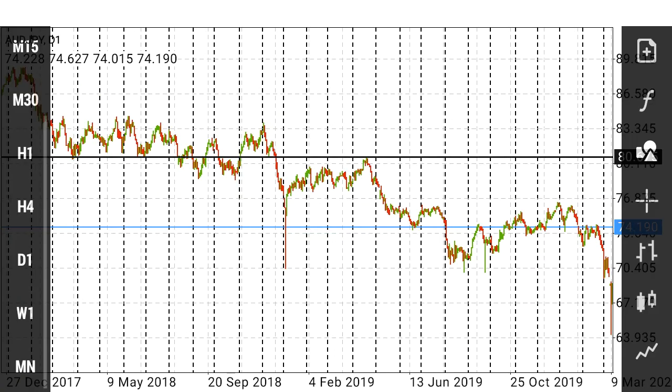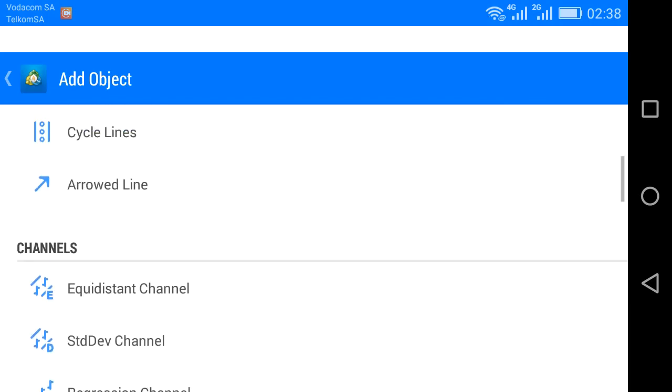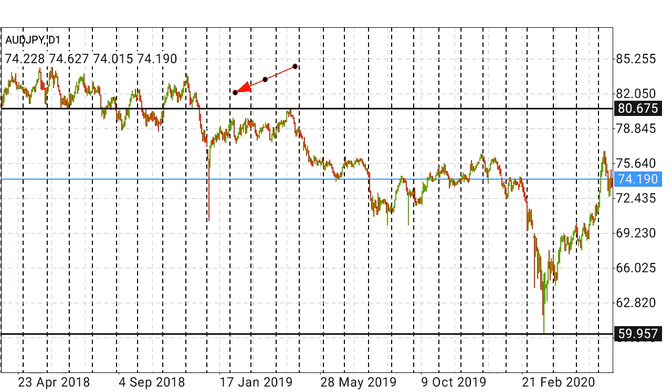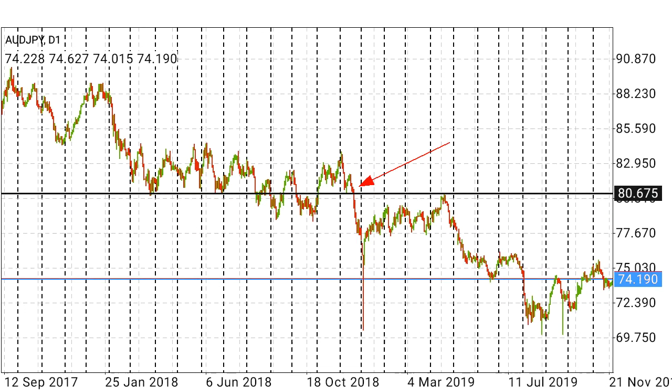So look at what happened here. Look at what happened here. You can see what happened there. We have a support that was broken. And remember that a support that is broken becomes a resistance.